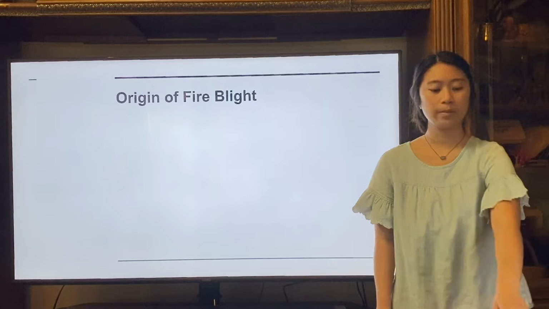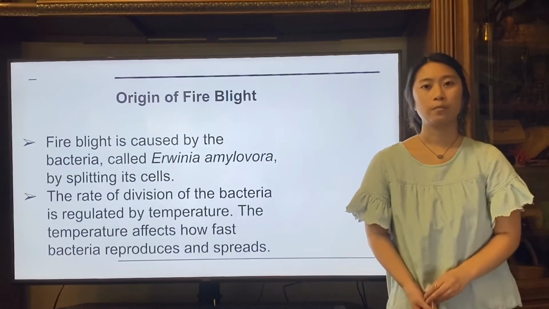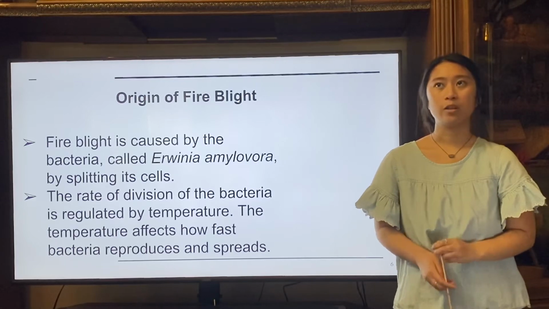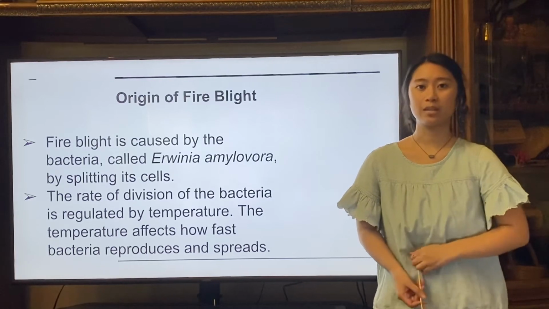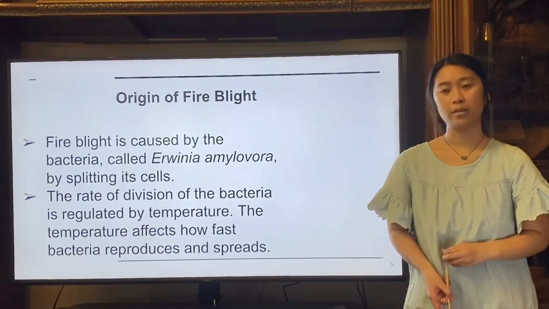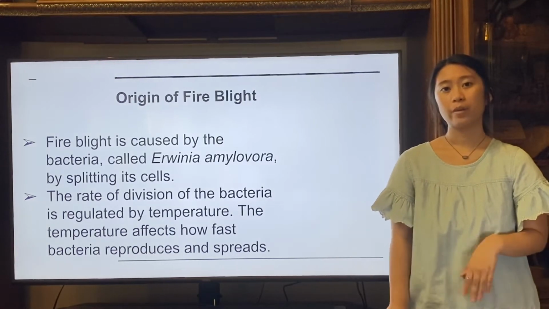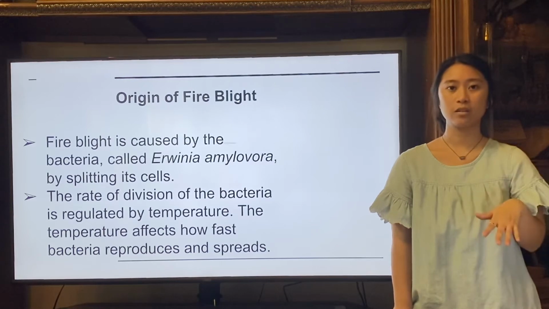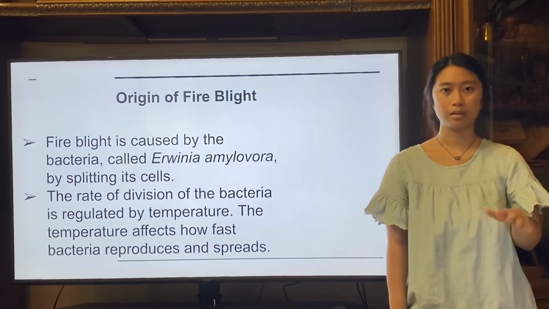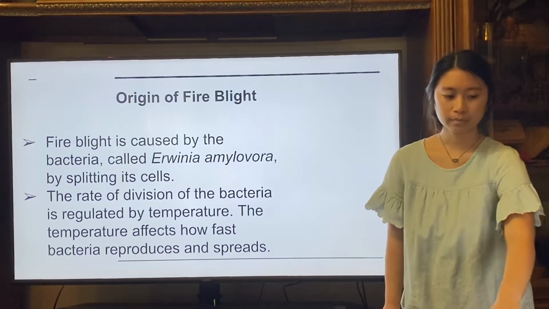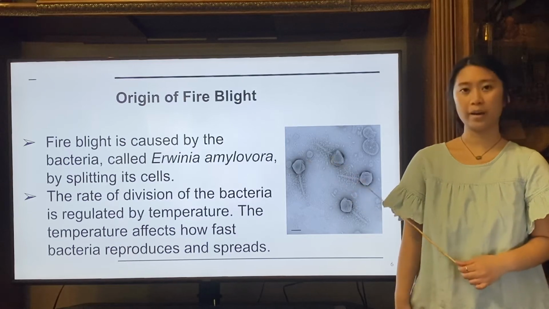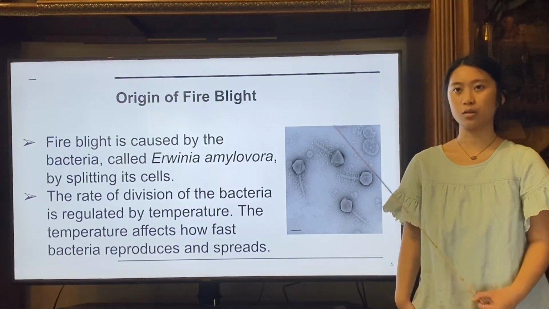The way that fire blight begins is from the pathogen called Erwinia amylovora, and the way that the pathogen works is by splitting its cells. And the rate of the cells' division is regulated by temperature. The higher the temperature means that the faster the cells will divide and will spread throughout the plant. And the picture right here shows the pathogen and how it's reproducing and spreading.